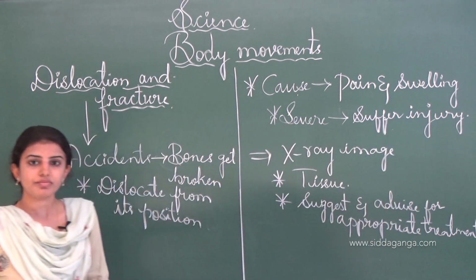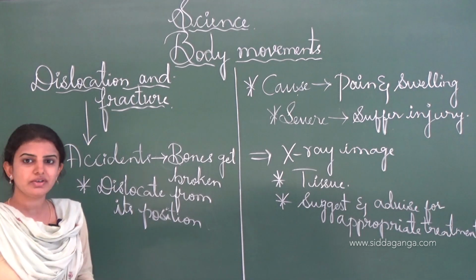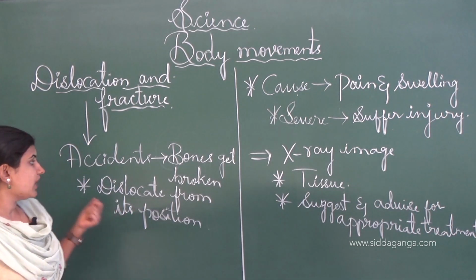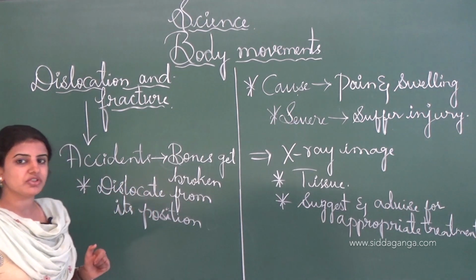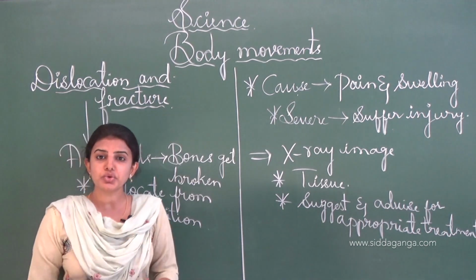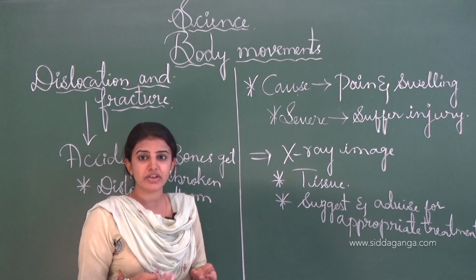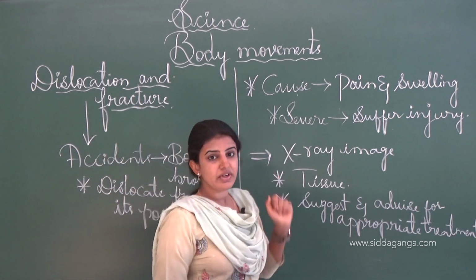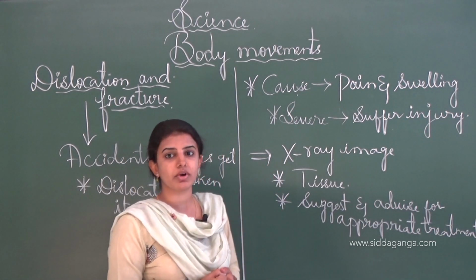See, this is all about the dislocation and the fracture of the bone. Due to accidents, bones get broken, or sometimes they get dislocated from their position, and the dislocation may cause pain as well as swelling, and in severe conditions suffering from the injury takes place in the body parts.